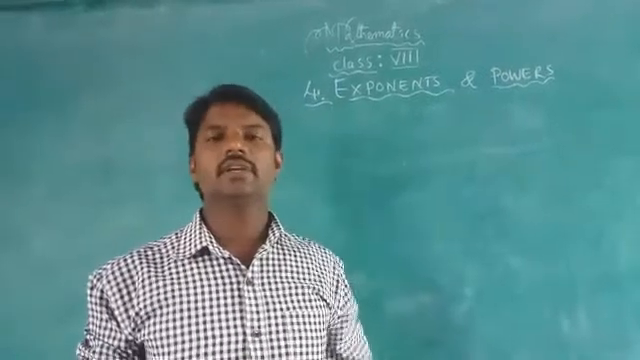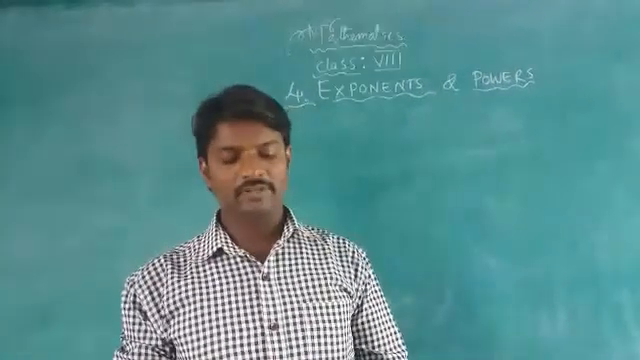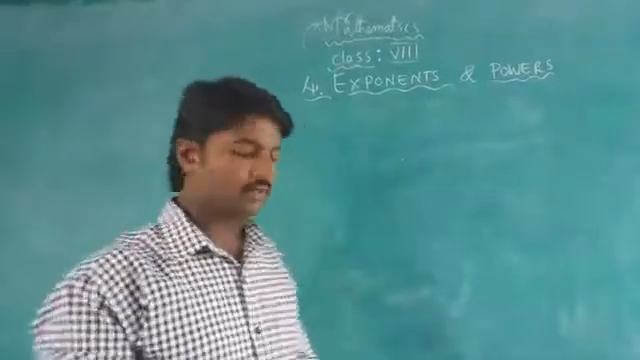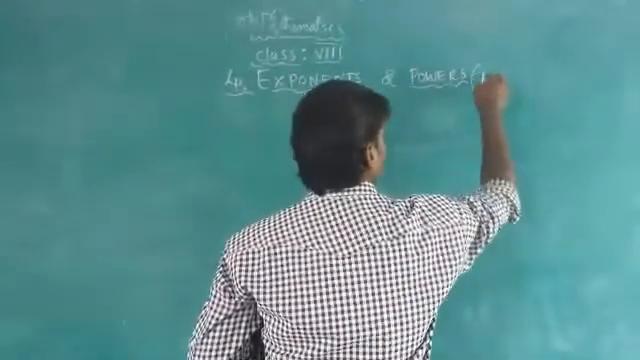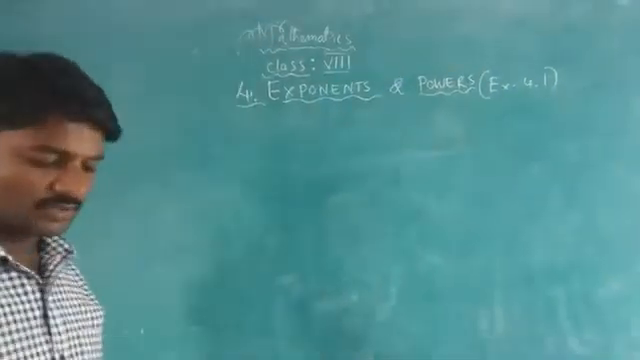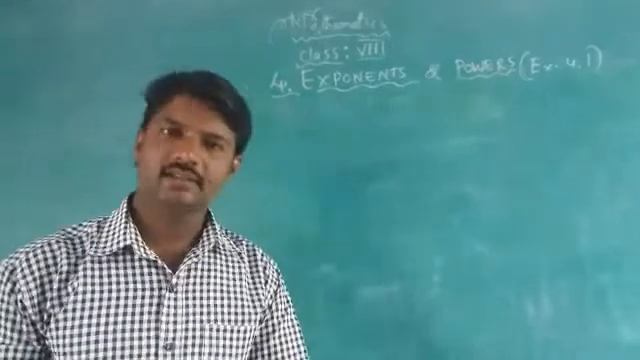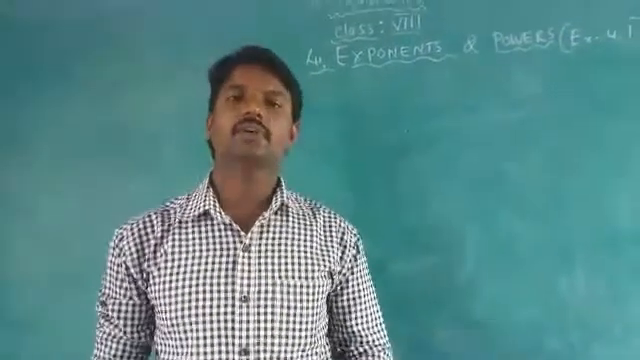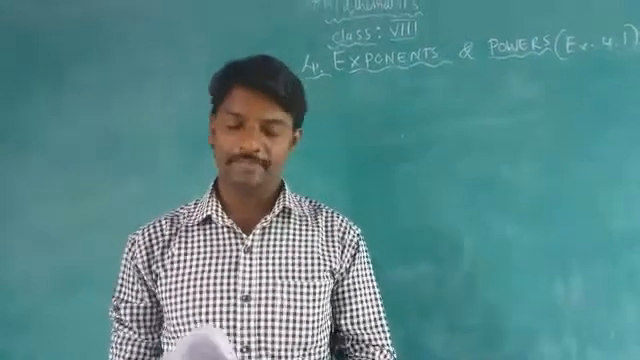And children, today I would like to explain exercise number 4.1. We already started 4.1. In exercise 4.1, we discussed some problems previously, up to the 4th bit, and I also gave you homework in the 4th bit. Children, I am going to bit number 5.